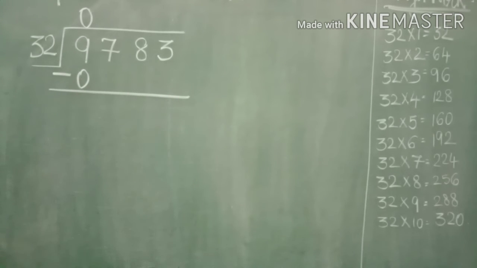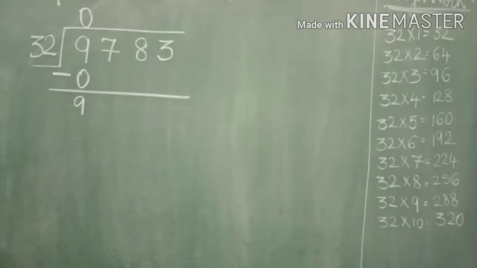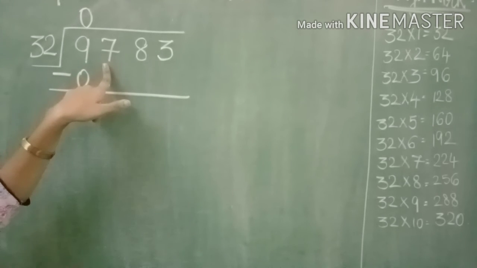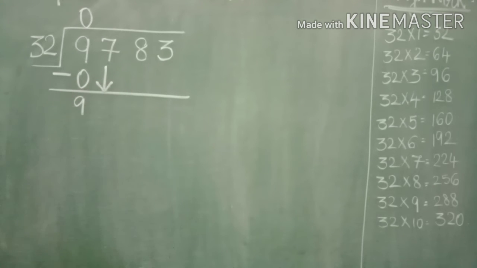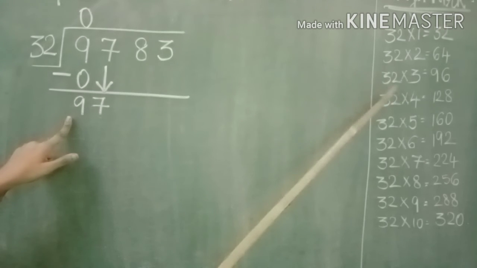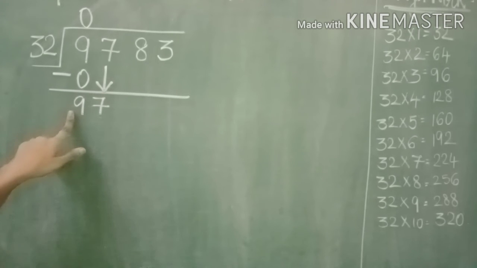Then we have to draw a line, and 9 minus 0, answer will come as 9. Now we have to take the next number. Next number is number 7. So we have to draw an arrow and we have to write 7. And we have to check 97 or below 97, any numbers are there in the 32 table. As you can see over here in the rough work, 32 threes is 96. So we have got a number less than 97.